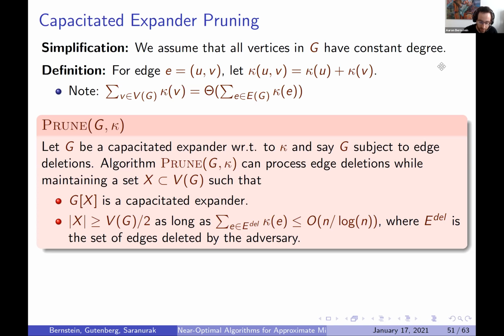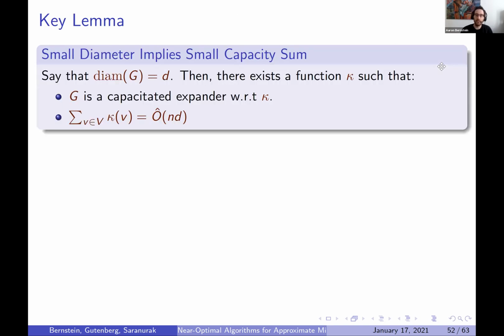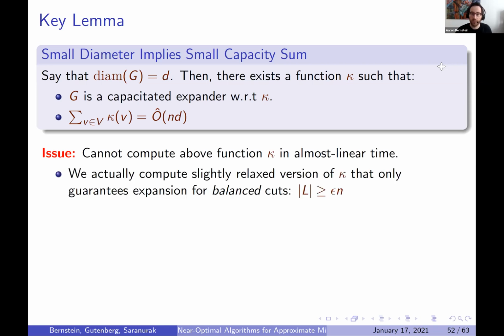And that is exactly the key lemma. Basically, if you have any low diameter graph, then you can find a capacity function such that you have a capacitated expander and the total sum of the capacities is small. It is directly proportional to the diameter, and you can show that this is tight, as it really needs to be directly proportional to the diameter of the graph. So this is the key lemma. In fact, we prove a very slightly stronger version than we need, but this really captures the key lemma. And this statement is true as given.